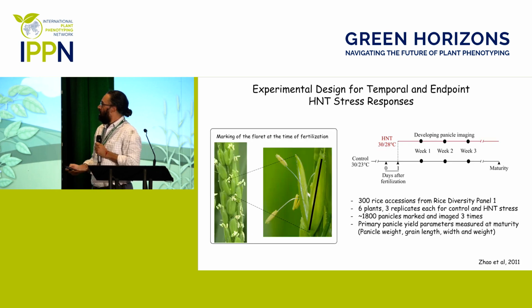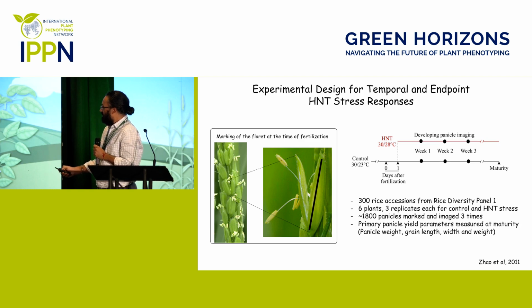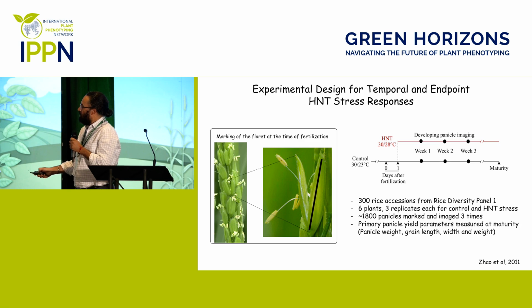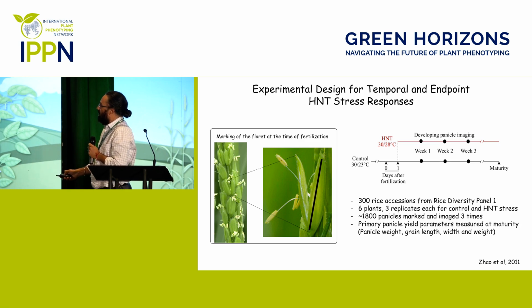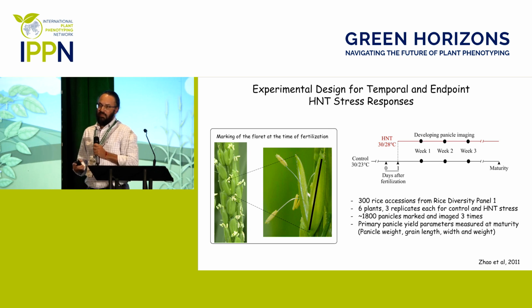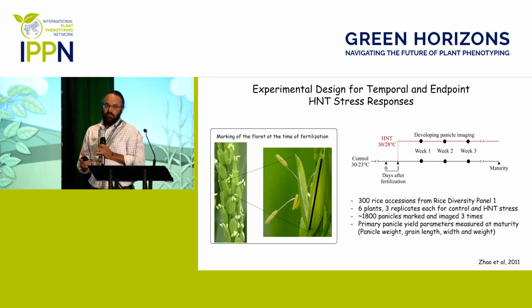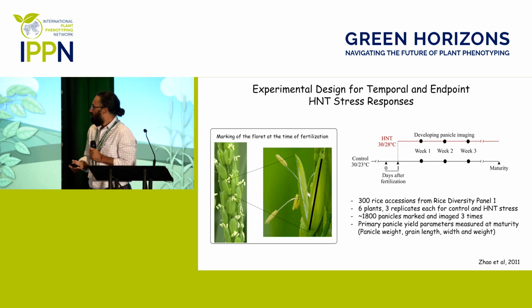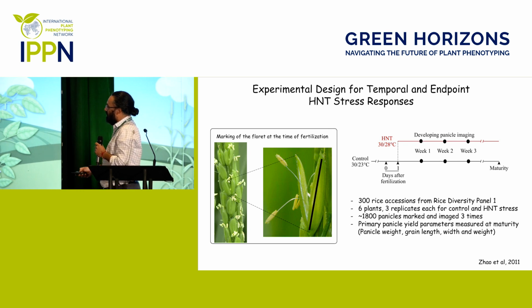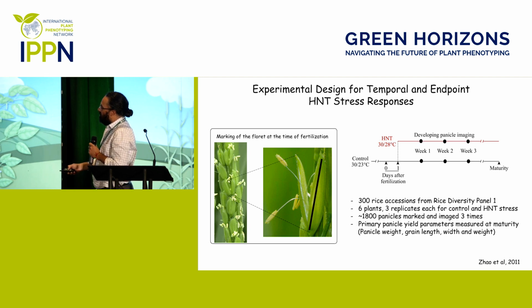To do this, we set up an experiment where we took about 300 rice accessions from one of the several diversity panels that people use in our community, called the Rice Diversity Panel 1. It represents rice from all major subpopulations as well as from 80 countries. We grew the plants under controlled conditions in a greenhouse.